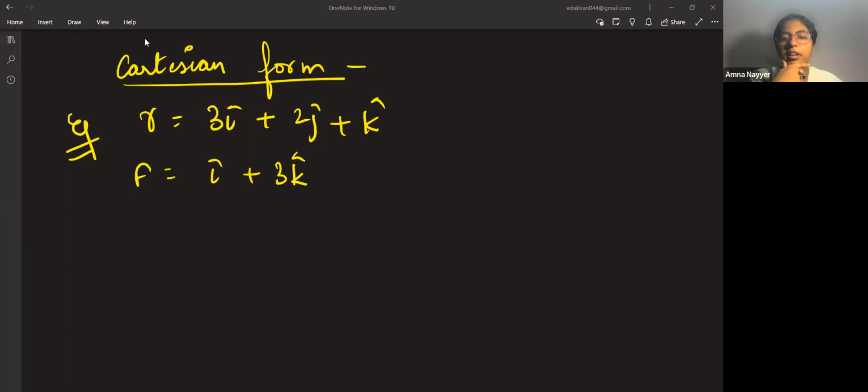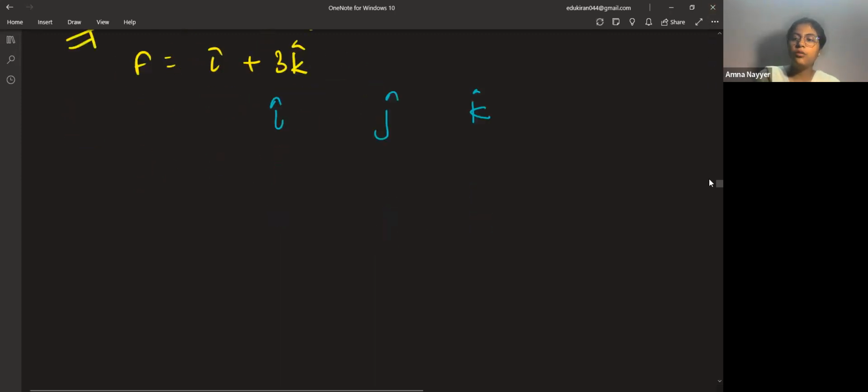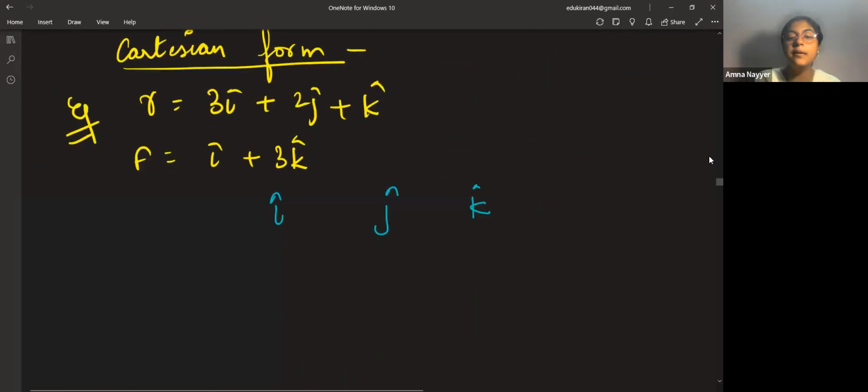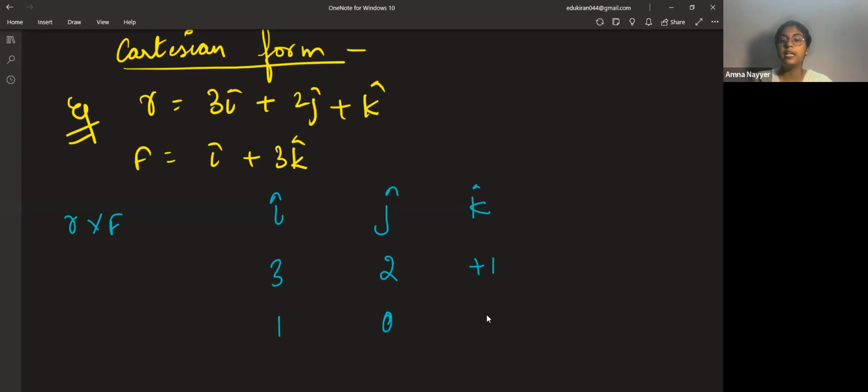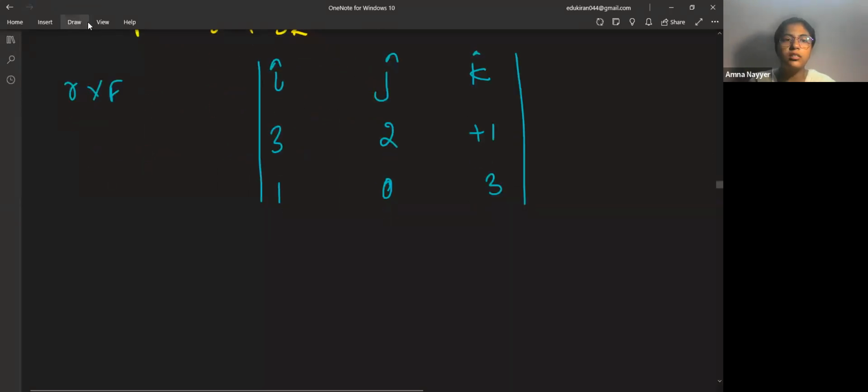See now, a Cartesian form when you have to solve. If we have R cross F, we have to write it in determinant form. I cap, J cap, K cap. Whatever is the coefficient, write it in the same order. If you have R cross F, then you will write it as R cross F. So the coefficients here: 3, 2, what is the coefficient of K cap? Plus 1. Then 4s, what is the coefficient of I cap? 1. Coefficient of J cap is nothing, so 0. K cap is 3. Now please understand, class, how to solve this. This is a little complicated. It's not simple as dot product was.